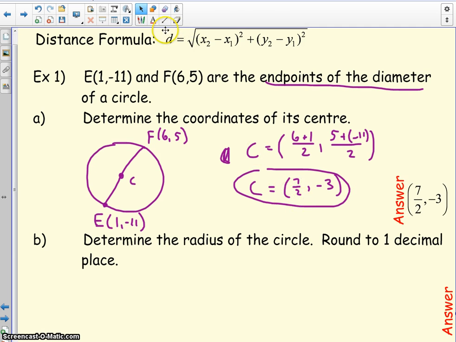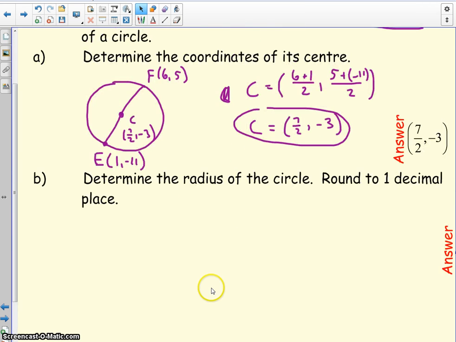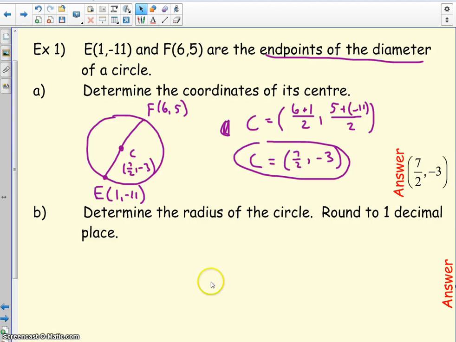Okay, so now that I know this point right here, part B asks me to find the radius of the circle, and it says round to 1 decimal place. So there's two ways I can go about doing this. The radius would be either the distance from the center to either of the two endpoints, either from C to F or from C to E, or I could find the diameter, the length between E and F, and divide it by 2. Either one works. Because I don't want to worry about dividing by 2 afterwards, I'm going to go straight to finding the radius.